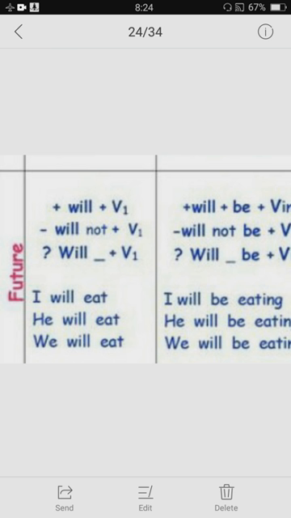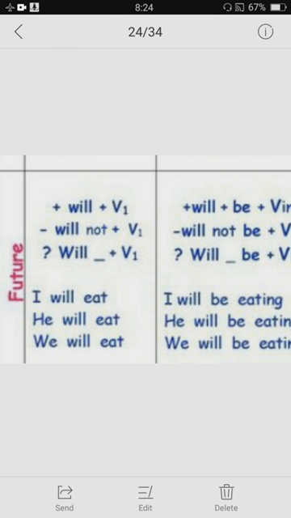There are only two subjects with which we use shall. Those are I and we. I shall or we shall. That is the original grammatical rule. But these days shall is not used much. In place of shall, people use will only, and it is now acceptable. But if you go through the correct grammatical rule, with I and we use shall. So I shall eat or I will eat.